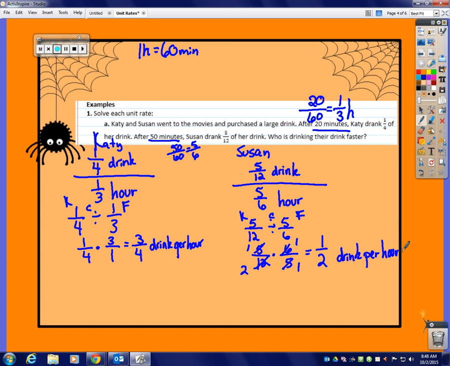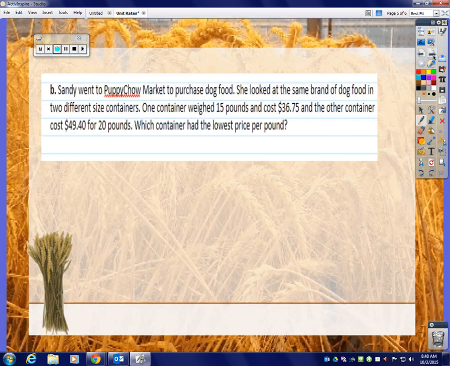So, who drank more in an hour? Well, that would be Katie. Katie drank 3/4 of her drink in 1 hour, and Susan only drank half of her drink in 1 hour. Okay, the rest of your homework is the evens 2, 4, and 6, and then you're also going to finish off B, and you're going to finish off C.